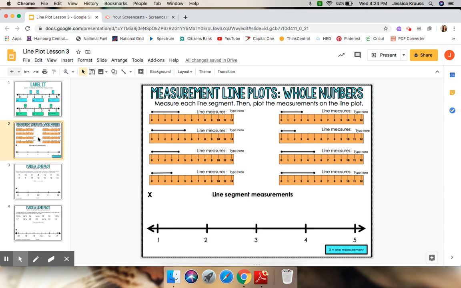Measurement line plots whole numbers. Measure each line segment, then plot the measurement on the line. So the first thing we have to do for each one of these is figure out how long the line segment is. Now this slide doesn't come out and tell us that we're working with inches, but since these are rulers, we're going to say we're working with inches. Looking at this first one, I see that the line segment goes all the way to the 4, so I know that that line measures 4 inches.